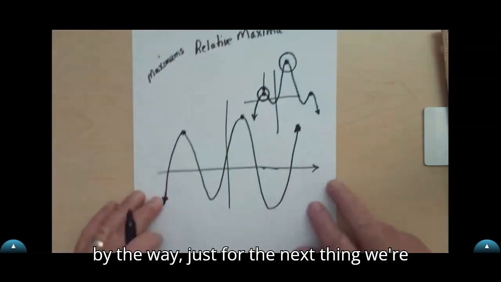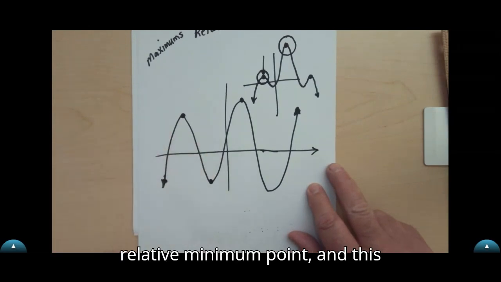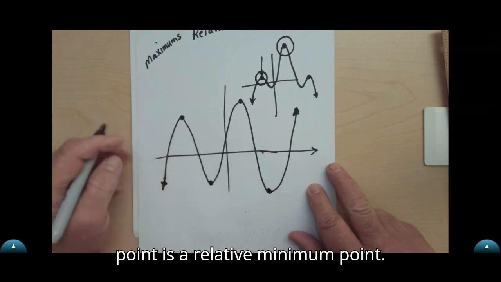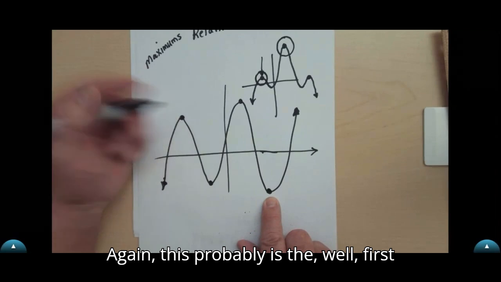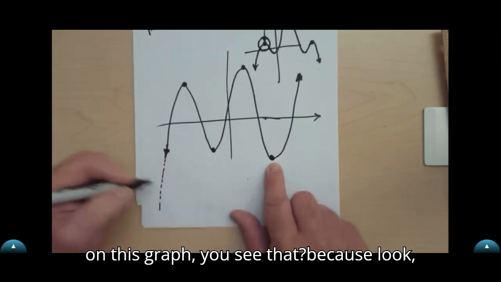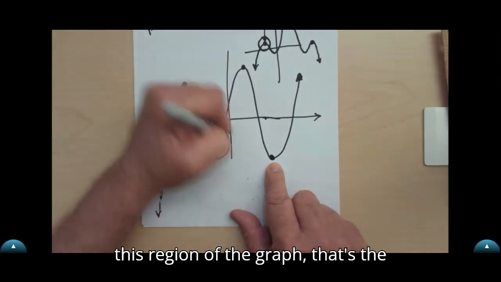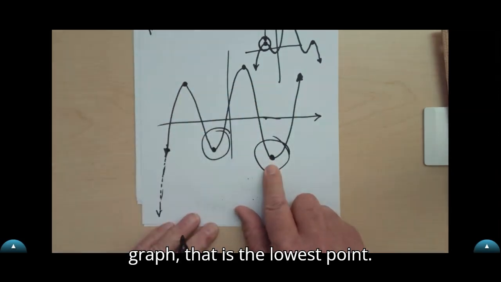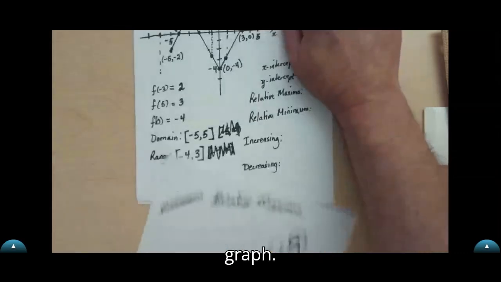And by the way, that point is a relative minimum point. And this point is a relative minimum point. Again, first of all, there is no absolute lowest point on this graph. You see that? Because look, that keeps going down forever. But in this region of the graph, that's the lowest point. And in this region of the graph, that is the lowest point. Everybody see that? So, okay, back to our graph.